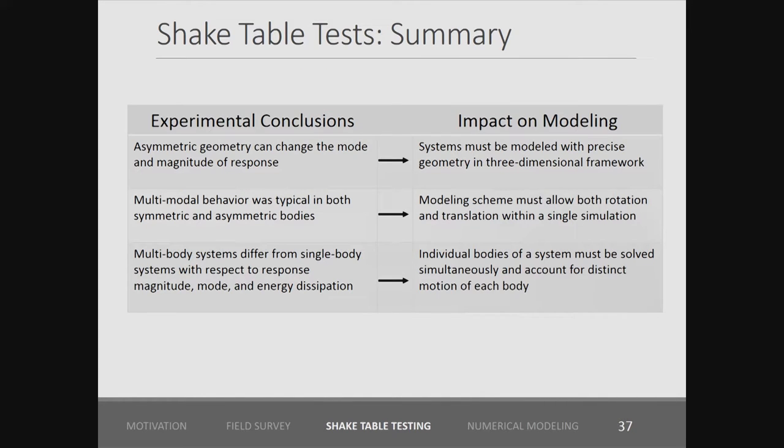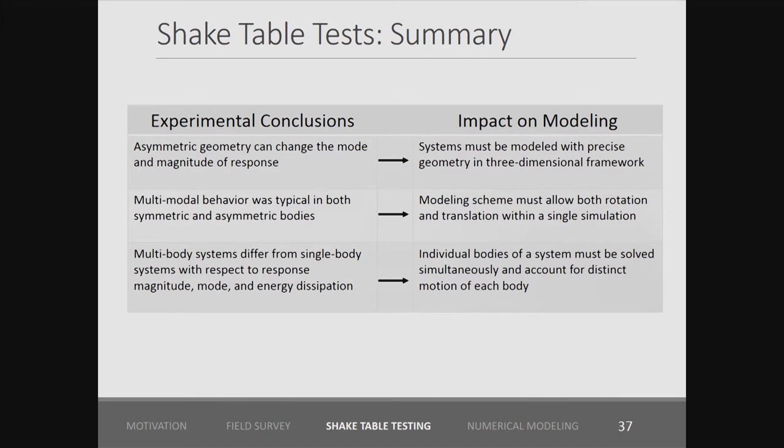And so in conclusion of these experimental results, it was observed that geometric asymmetry can cause distinct variations not only in the magnitude of response, but also in terms of the response mode itself. And so therefore, a numerical model must account for these three-dimensional bodies and three-dimensional response, including complex or precise geometries. Second, multiple modes were frequently observed, including both modal interaction and modal transition.